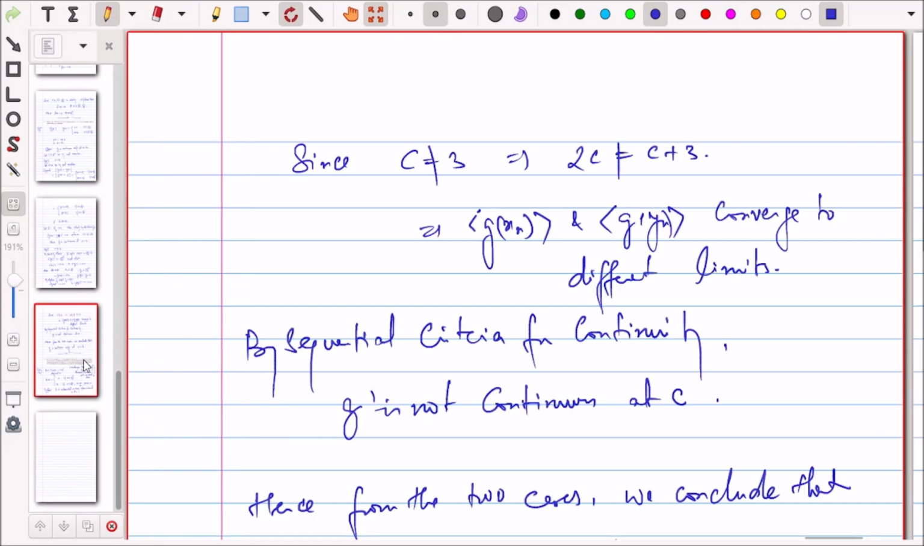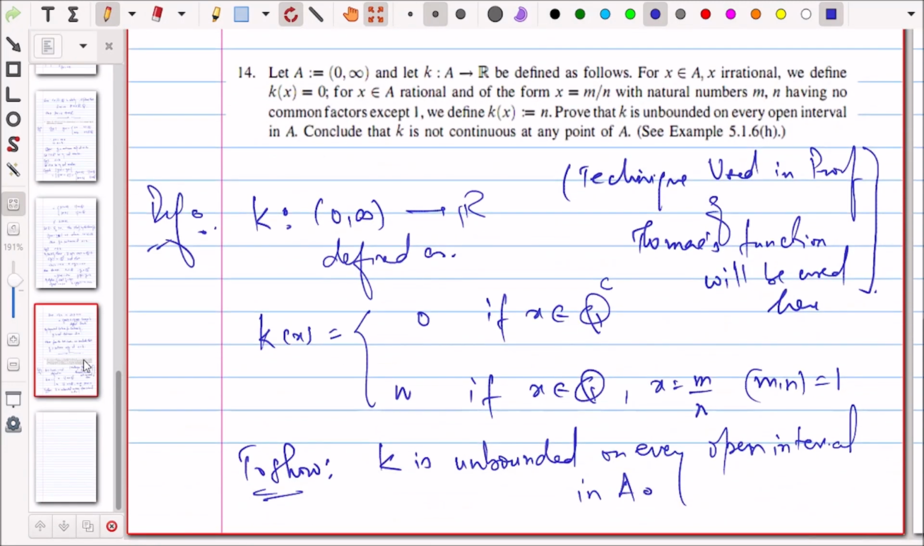So this is very simple. To show unbounded, we will have to take any positive integer and show that the value of k is greater than that value. If you take 1000, then I can say I will have the value of k to be 1001. If you say let us take 1 lakh, then I can get you a point in that interval whose image is greater than 1 lakh. So this is how you show that it is unbounded.